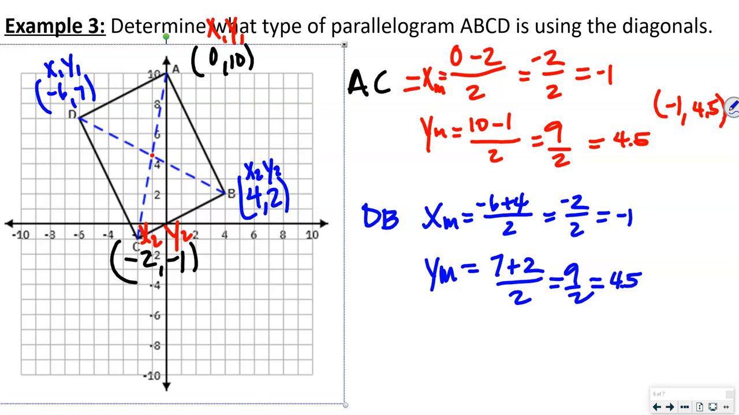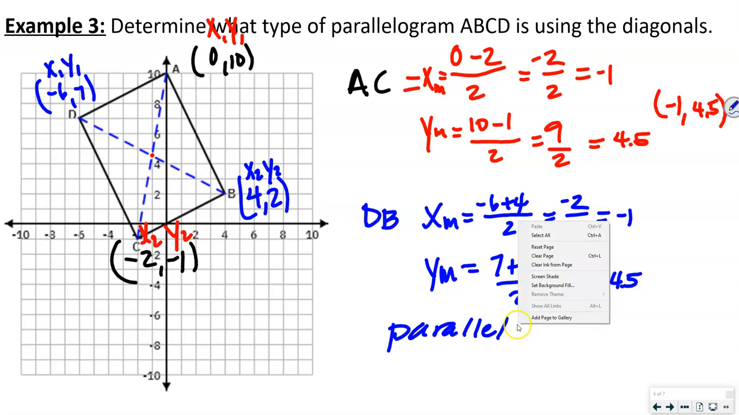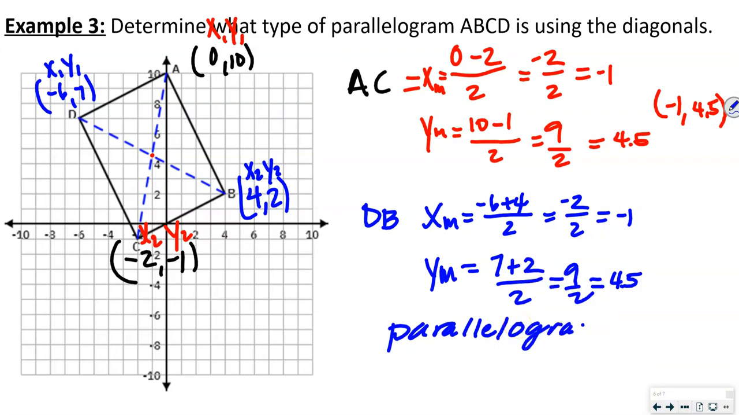So what does that tell us? That tells us that the diagonals bisect each other, so we know this is a parallelogram. First of all, that's important, because it can't be anything else that we've talked about if it's not a parallelogram. That's the property of a parallelogram. Now we're going to check the length of these, and we're going to do this our old school way. So we're going to count down and over.